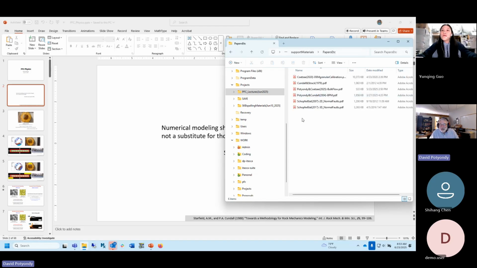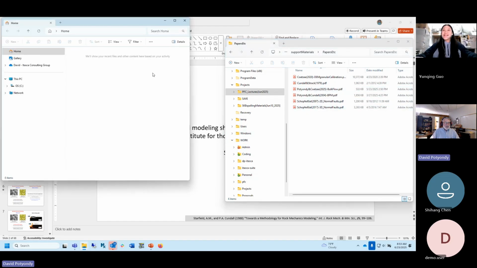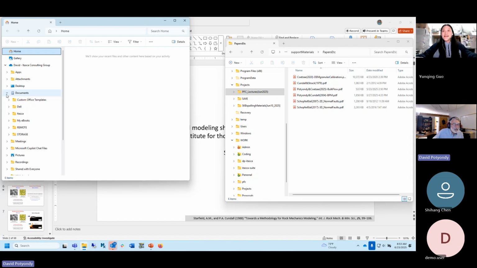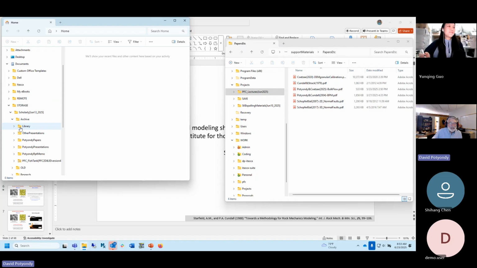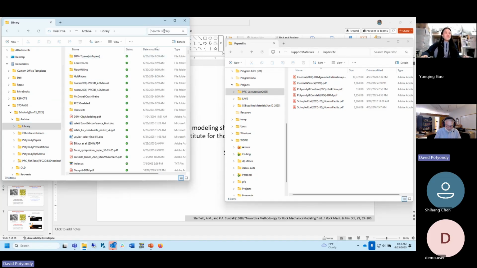And so, for example, Starfield and Cundall, I didn't put it in here. I'll go here. Hang on, just a second. Let me actually. I missed that one. It's because this is just a fun little quote, and I didn't. Hang on, you can see my weird little system of how I keep stuff here. Let's see.